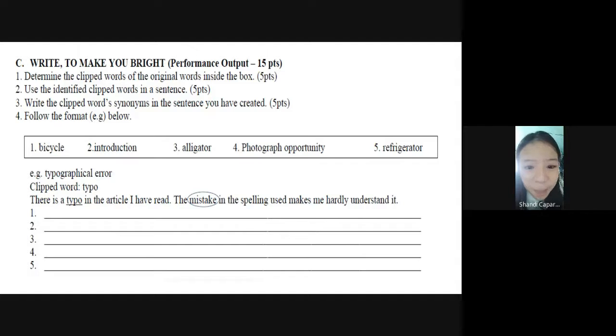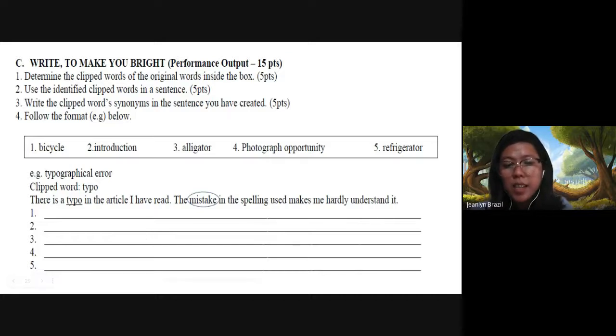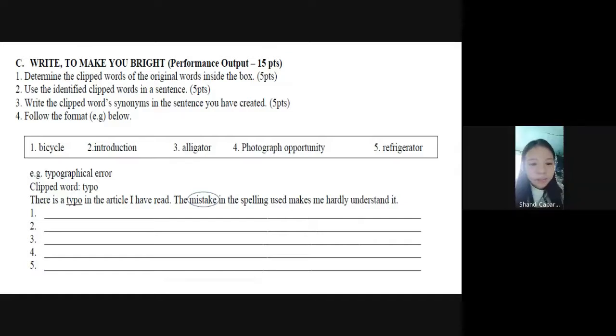There is a typo in the article I have read. The mistake in the spelling used makes me hardly understand it. Okay, what is and the... No, yes. Come, please. And the circled word is mistake.